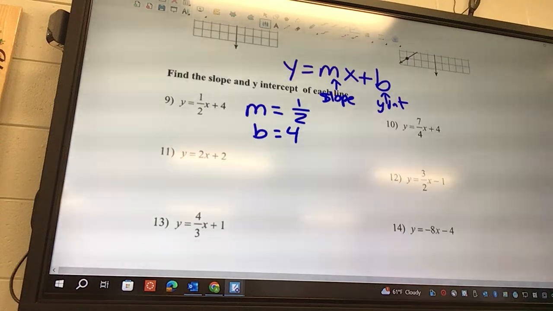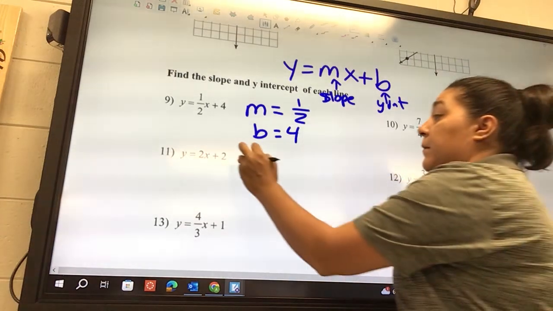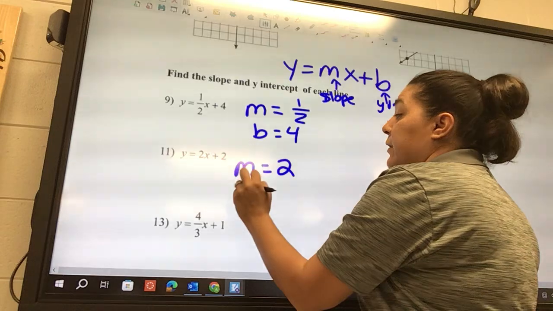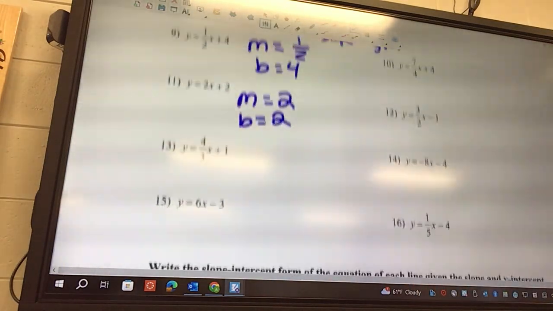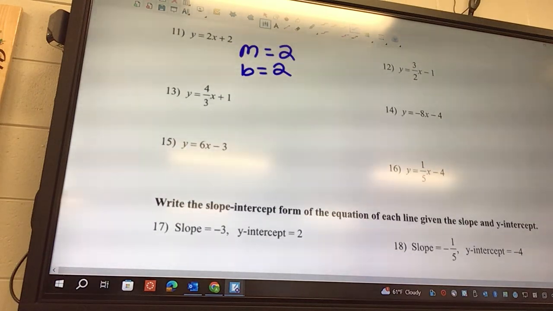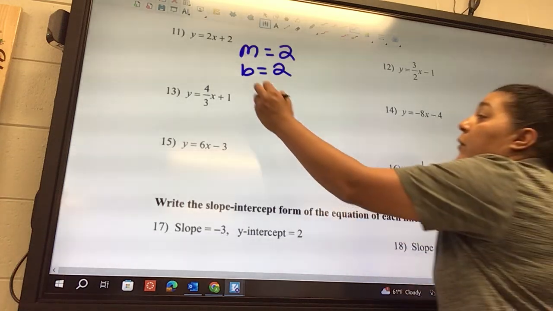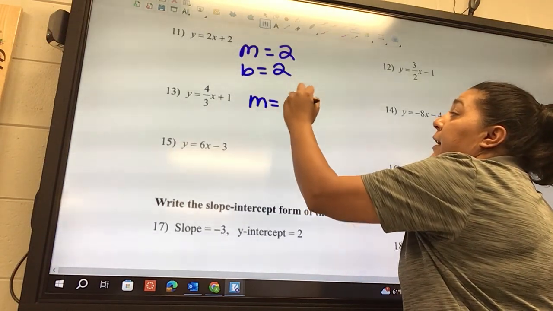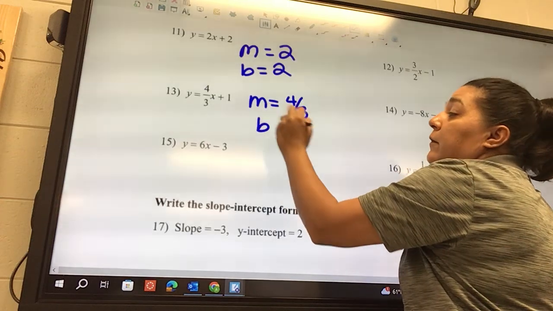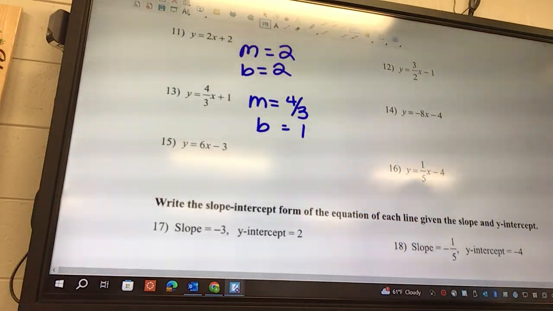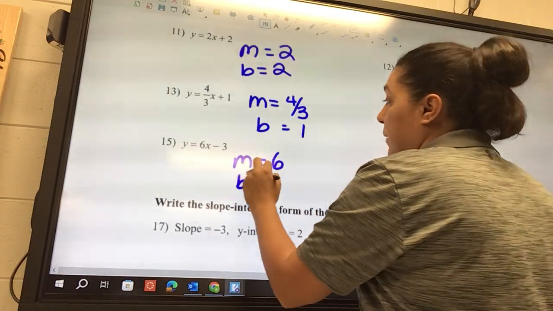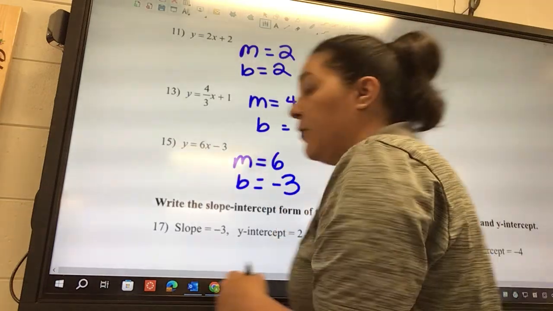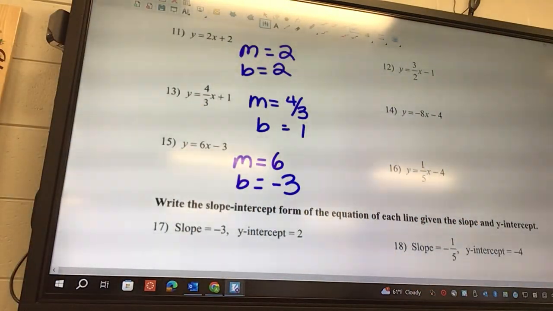Okay, look at 11. My slope is what? 2. My y-intercept is 2. Okay, look at 13. My slope is what? 4/3. My y-intercept is 1. Okay, 15. My slope is what? 6. My y-intercept is -3. You do have to put the negative with the y-intercept part.